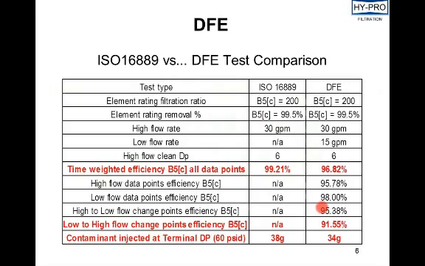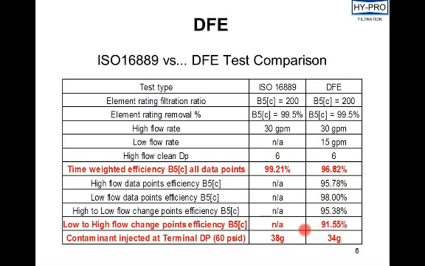Here's a quick table comparison. So 16889, over the life of that filter element, it averaged 99.21% efficiency at 5 micron sub C and higher. The same filter element, time-weighted average, 96.82%. So that's a big drop in efficiency, and it leads to an increase in ISO codes.